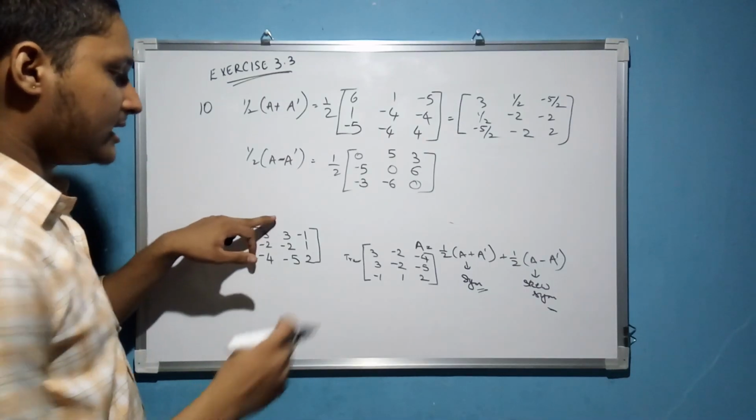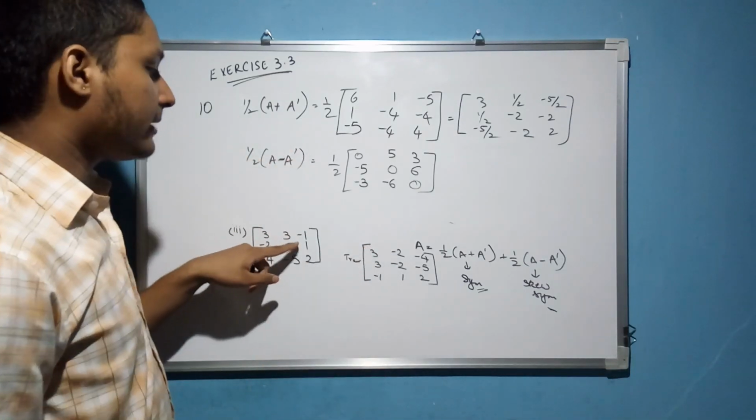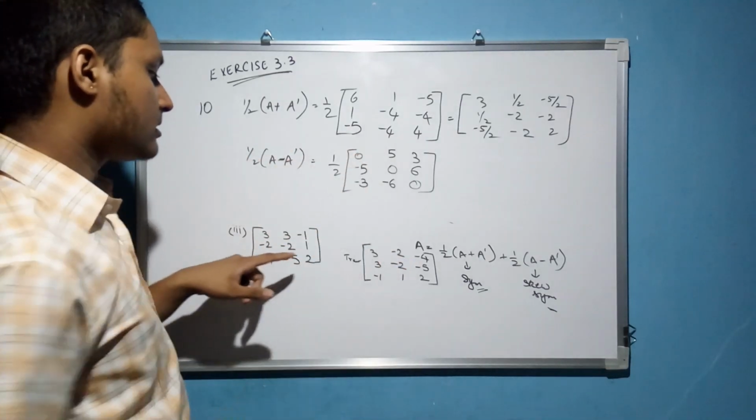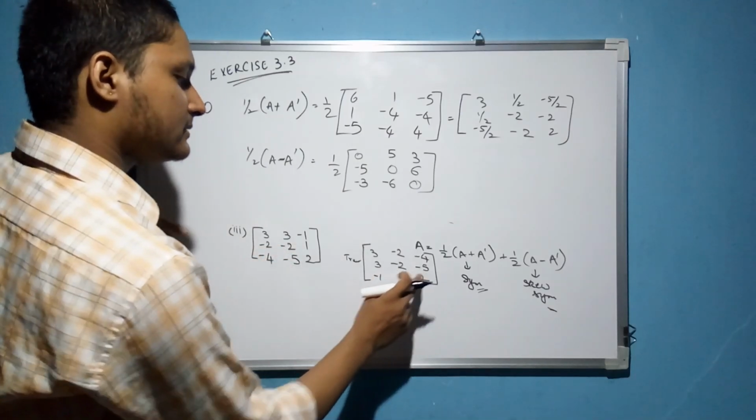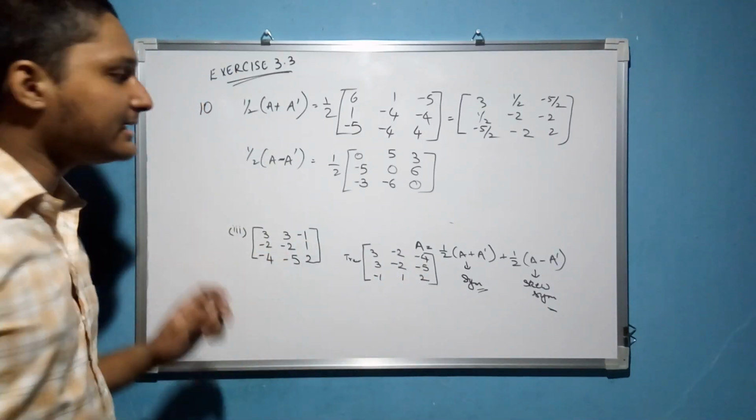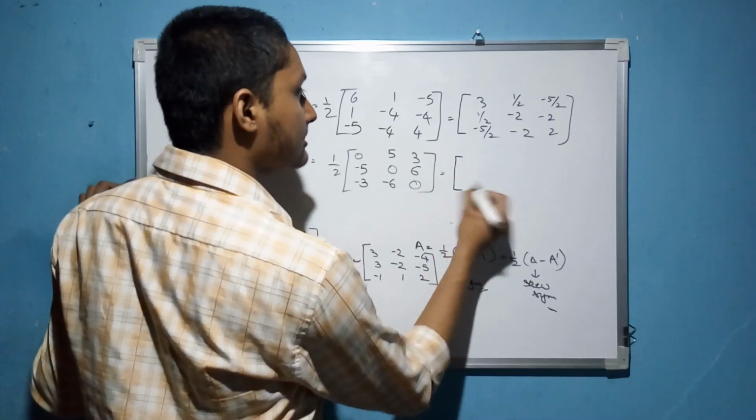So we'll check once more. 3 minus of minus 2 is 5, correct. Minus 1 plus 4 is going to be 3. Okay, 1 minus of minus 5 is going to be 6. That's all right. So we'll just go on making it in the similar form.